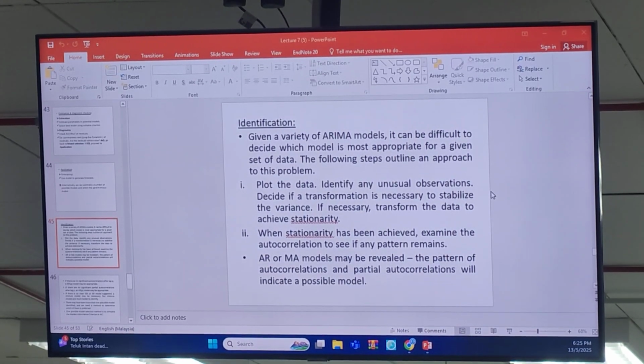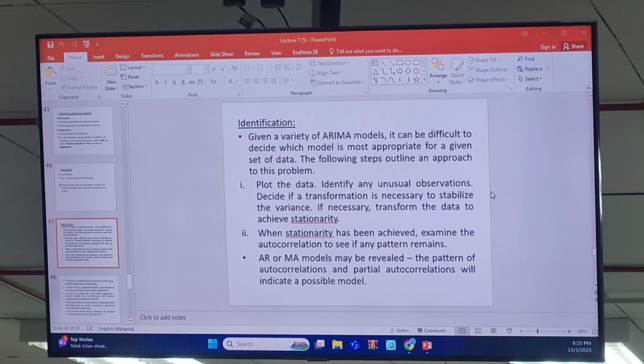Produce a plot of the data, identify any unusual observations, and decide if a transformation is necessary to stabilize the variance. Either use the plot, or you can see that the plot is not stable. If necessary, transform the data to achieve stationarity, as well as using differencing. Okay, so what is differencing? That one I will explain later when we discuss the topic.